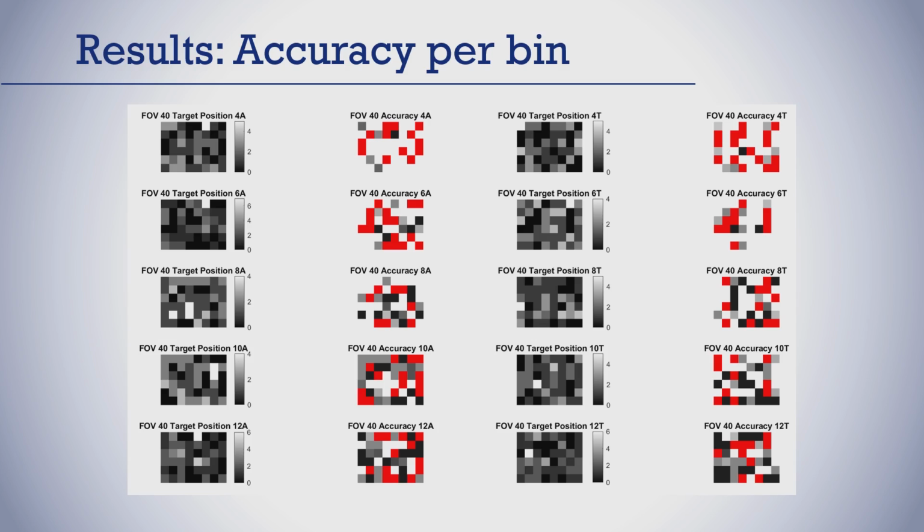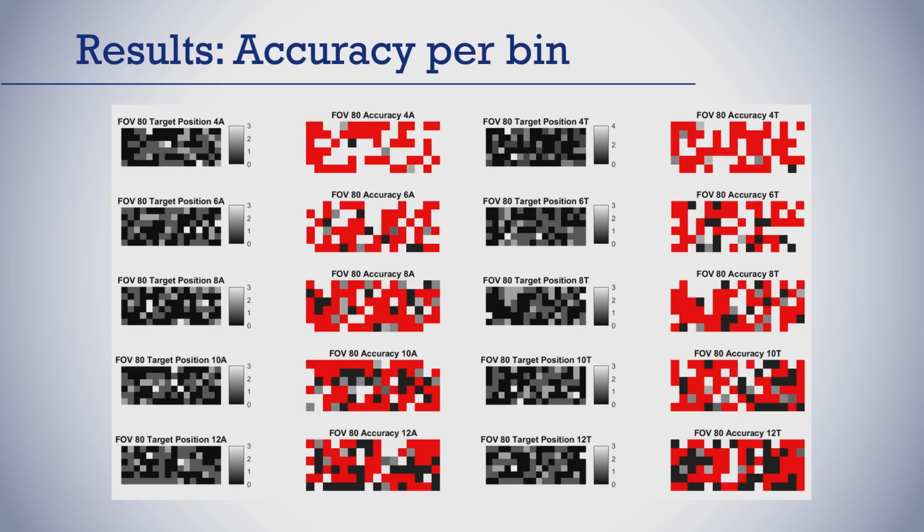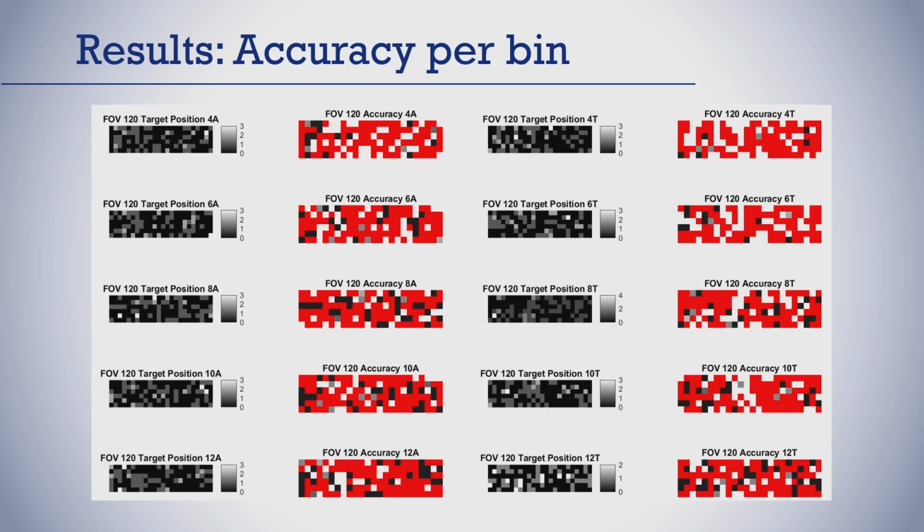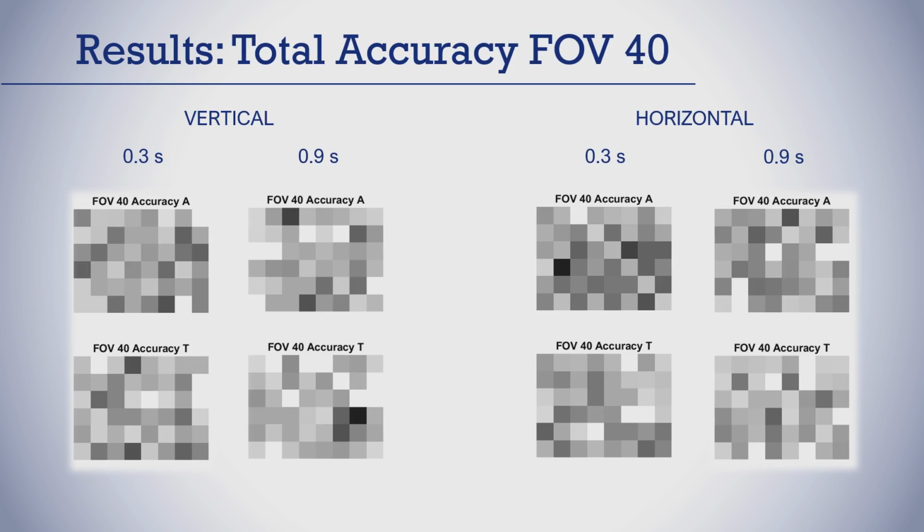This is the 40-degree condition, and as you can see, when the number of items increases, the accuracy decreases, but there are no differences in the accuracy related to the position of the item. This is the same for 80 degrees. Again, accuracy decreased with the number of items. And this is with 120 degrees. Oh, I forgot to say that the red spot you see is where no items have appeared.